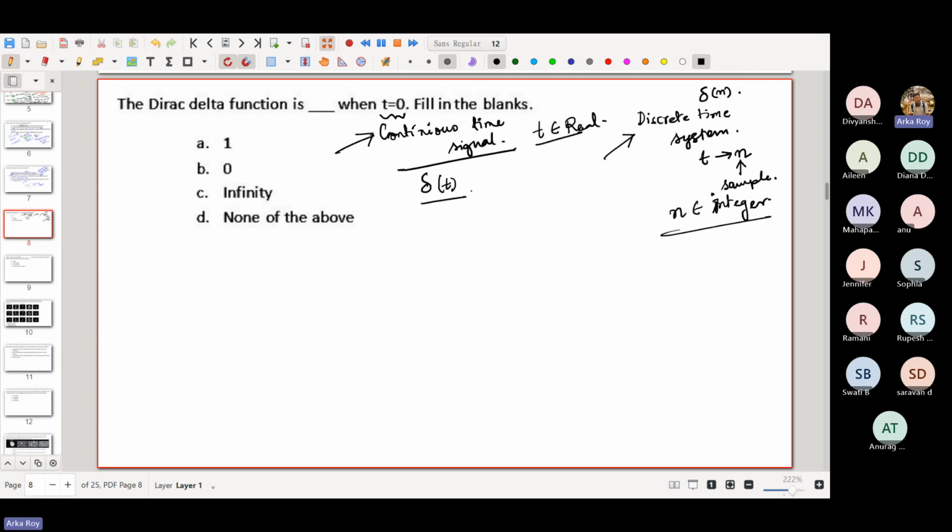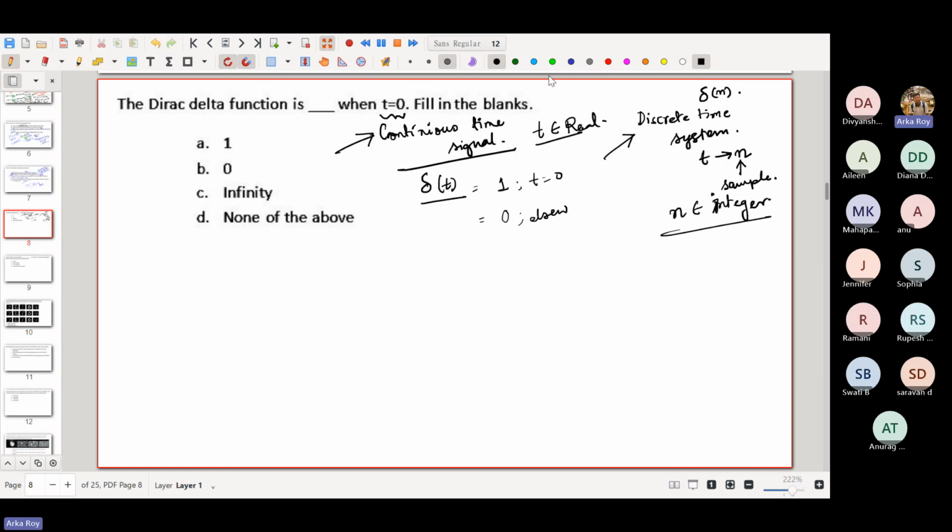What is the functional definition of delta t, or the property? At t equal to 0, the answer will be 1, sir. Sorry? Delta t equal to 1 at t equal to 0. It is 1 at t equal to 0, and 0 elsewhere. Yes, sir.